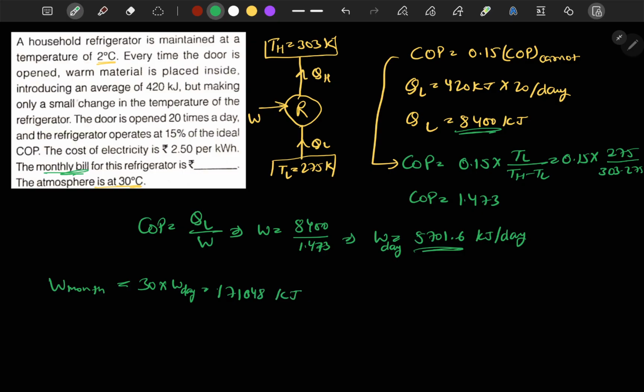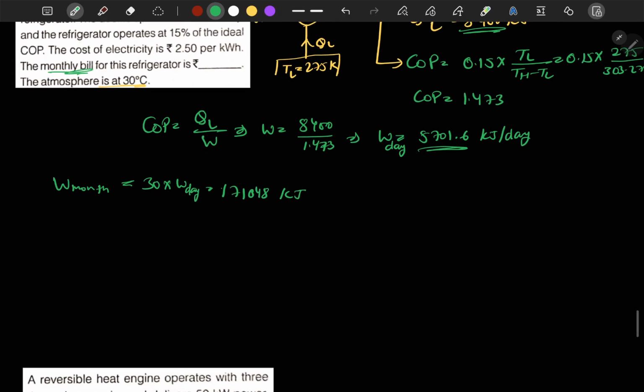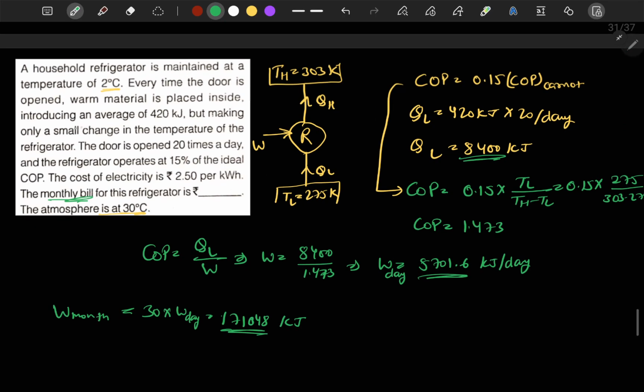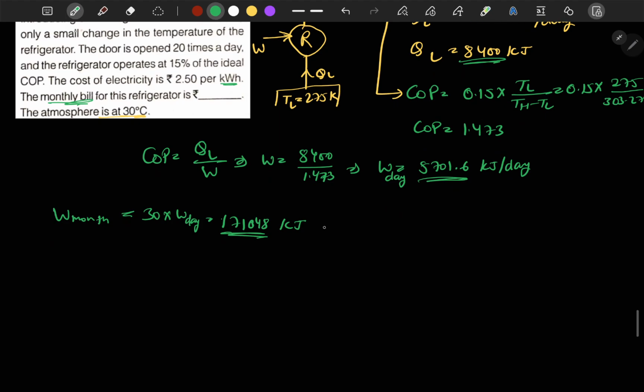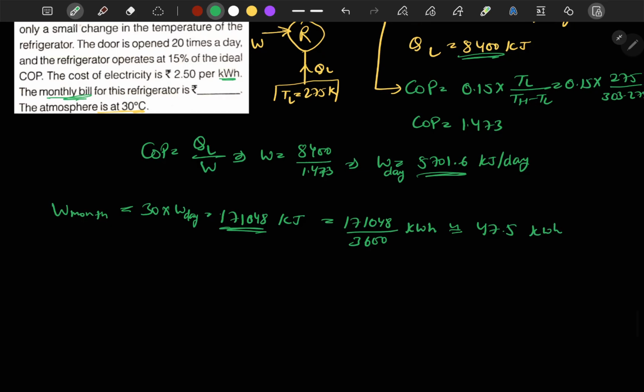kilojoule. Okay, now we have to convert this value of work into kilowatt hour, because the cost of electricity is mentioned per kilowatt hour. To convert it into kilowatt hour, it is simple. We just have to divide it by 3600. So 171048 divided by 3600, this will be the value in kilowatt hour, and we will get the answer to be 47.5 kilowatt hour.